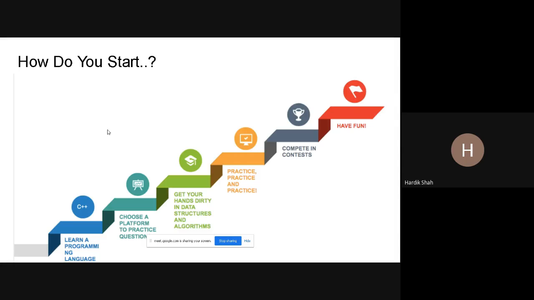Now, how do you start your journey in competitive programming? The first thing would be to learn a programming language. So pick any of these languages like C, C++, Java, or Python, and start learning it. Then choose a platform to practice the questions on. We discussed the platforms, right? Choose any one you like.